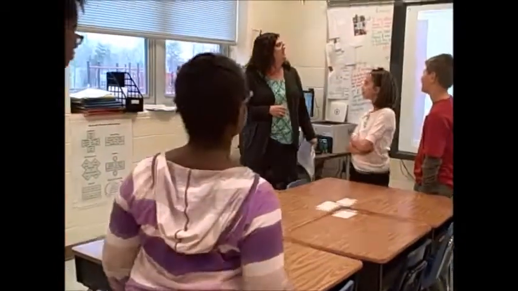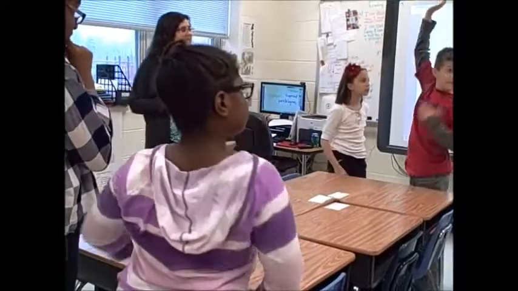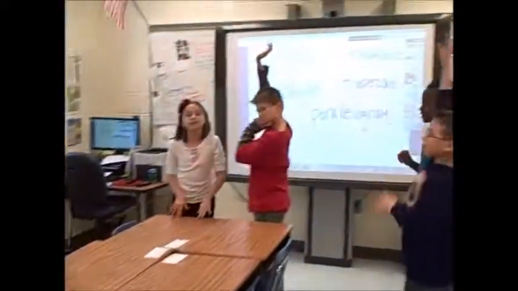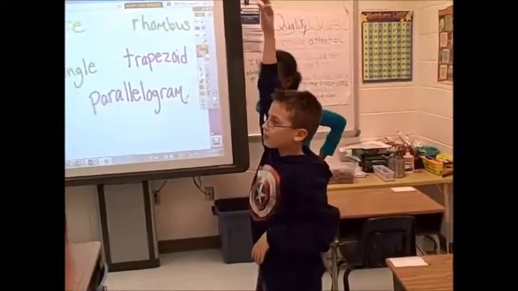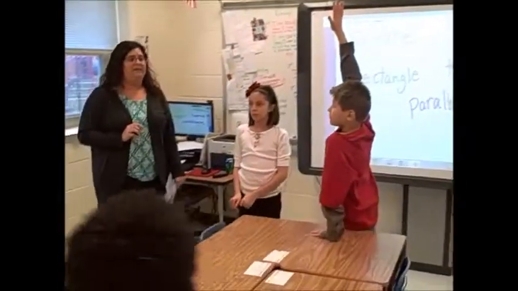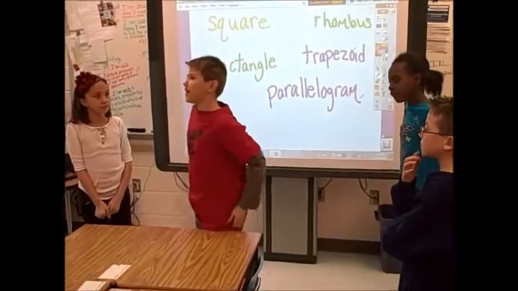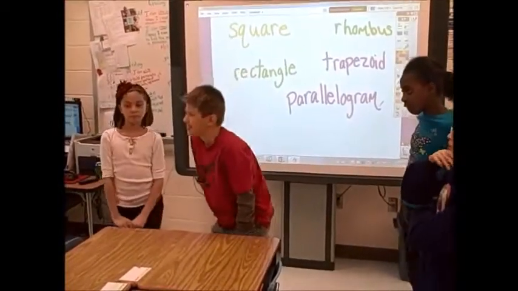All right, raise your hand and tell me. Can you tell me something about a square? Angela. Two pairs of parallel lines. Madeline. Perfect 90-degree angles. How many 90-degree angles? Four. Four. Good. It has four equal sides. Four equal sides. Perfect. All right, this time we're going to talk about the rectangle.